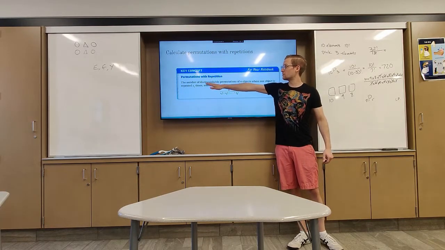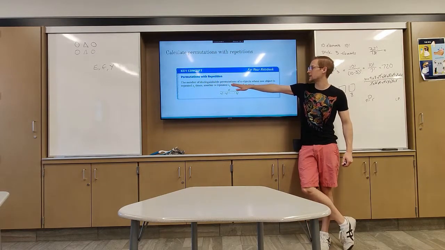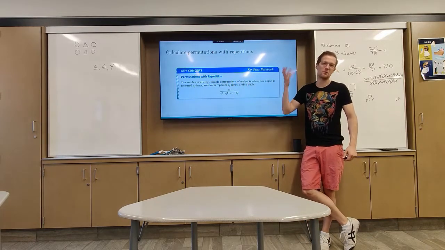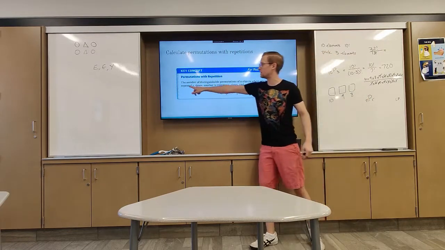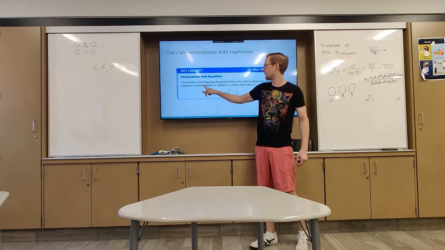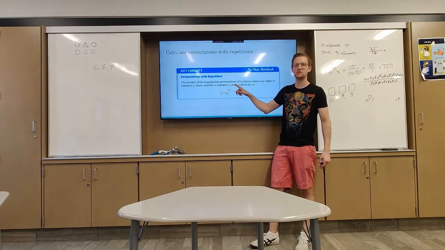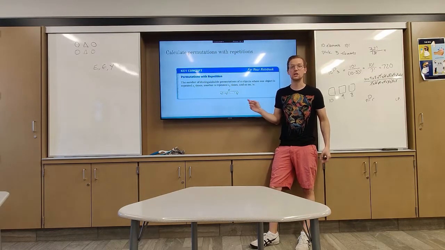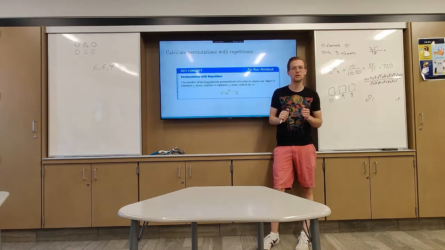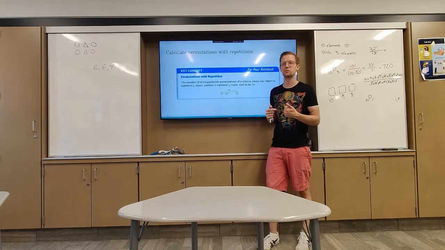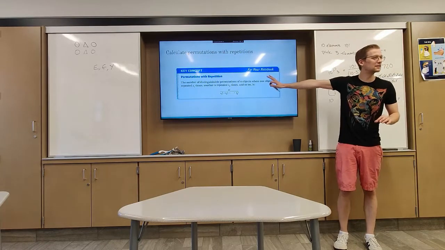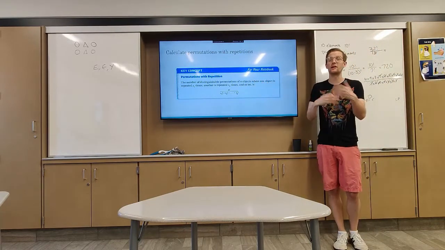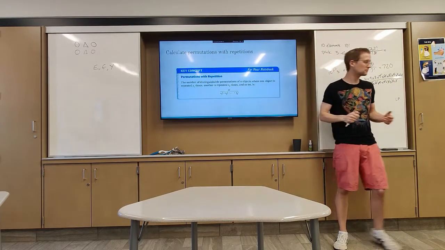And so the number of distinguishable permutations of n objects, remember, this is the total collection, where one object is repeated S1 times, and another object is repeated S2 times, and so on, would be this. You just divide by the factorial of however many times it's repeated. I'll show you an example just so it's clear. But this is your basic equation that you want whenever you have repeated elements.